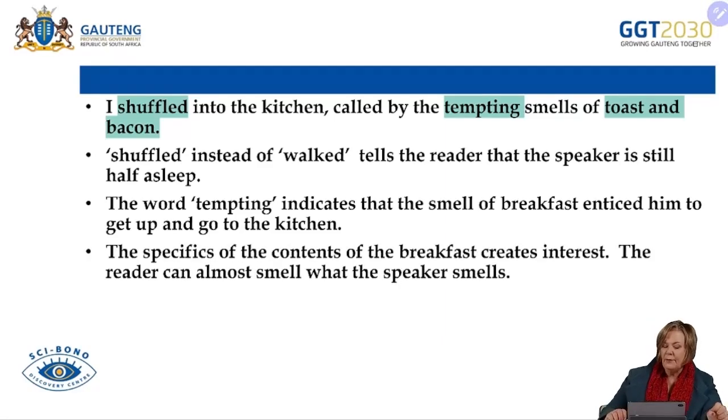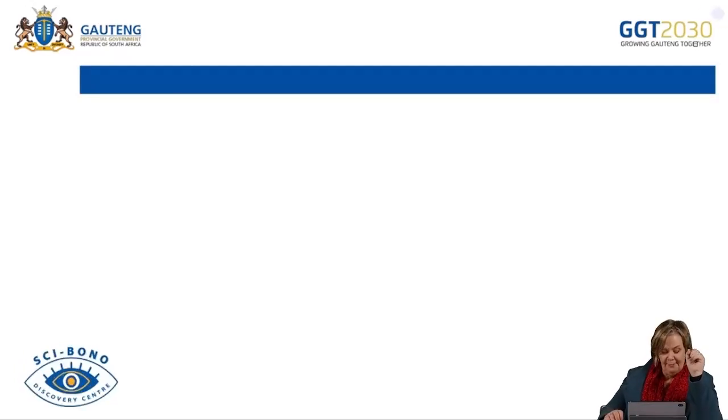The specifics of the contents of the breakfast creates interest. In the previous one, he spoke about an English breakfast. Now, that's all very good and well, but what does it entail? Now, I know an English breakfast is not only toast and bacon. It's actually quite a spread. But in this case, toast and bacon is like the epitome, the highlight of breakfast, and the smells invite you to come in, especially that bacon. It just makes your brain sizzle.